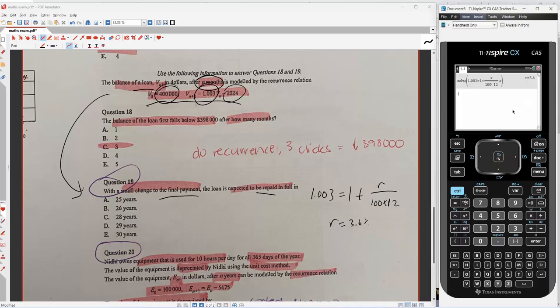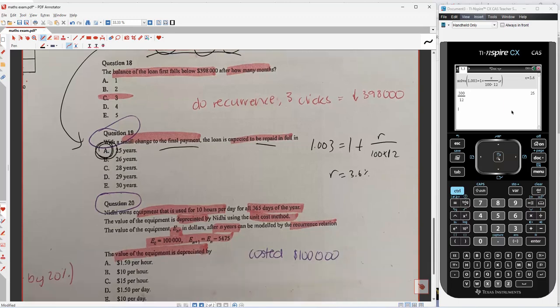All right, so all we're going to do then is go 300 payments divided by 12, which means the loan is going to be paid out in 25 years. So a bit of a tricky one, that one.